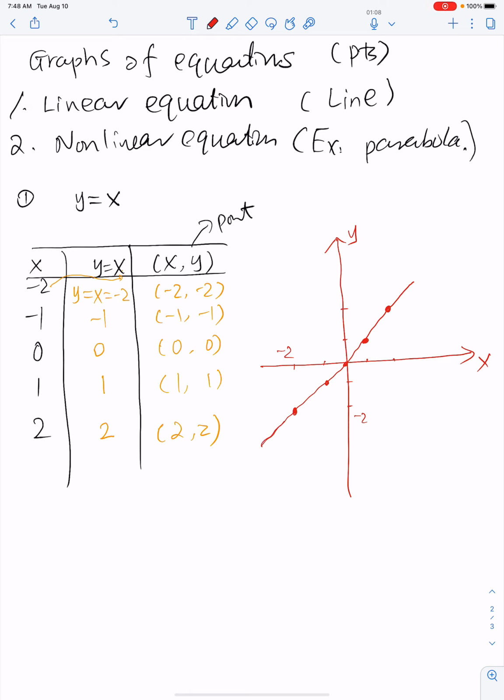Okay, forget about my hand drawing. It was supposed to be a straight line.